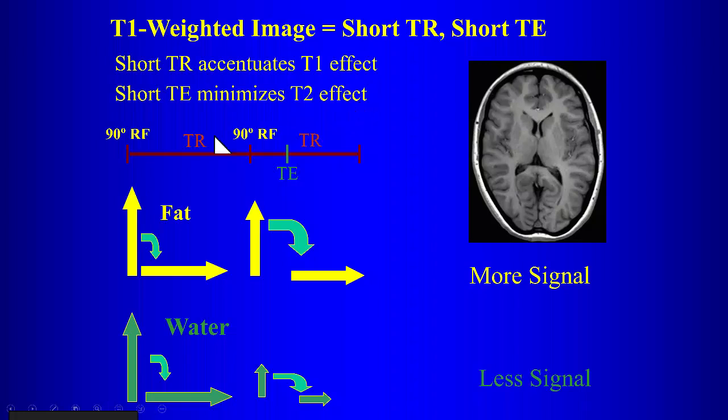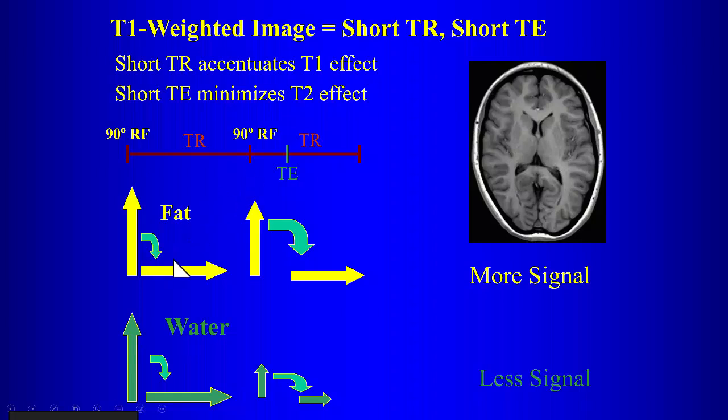So what's going on here? So imagine that we start out with everything in the net magnetization. So we're comparing fat and water. So everything is aligned with the magnetic field here. We give a 90-degree pulse, so that fat flips 90 degrees. Whatever is made up of water also flips 90 degrees. Okay.